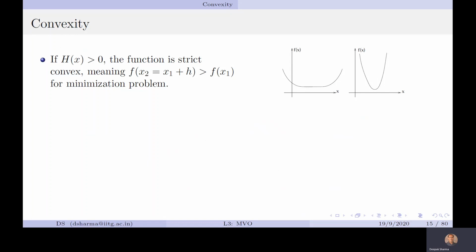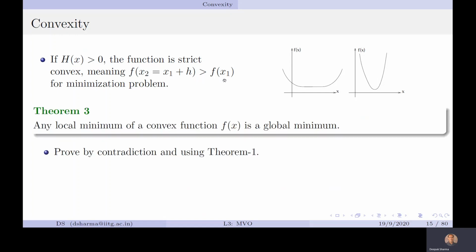Now there is a function called strict convex. Looking at the figure, the figure on the left hand side has a kind of flat region, but it has one minimum. The second is very sharp. So in this case, if it is a strictly convex function, then the function value f(x2) is greater than f(x1) all the time for a minimization problem. If this condition holds true, then it's a minimization problem. Just remember that x1 was the stationary point.